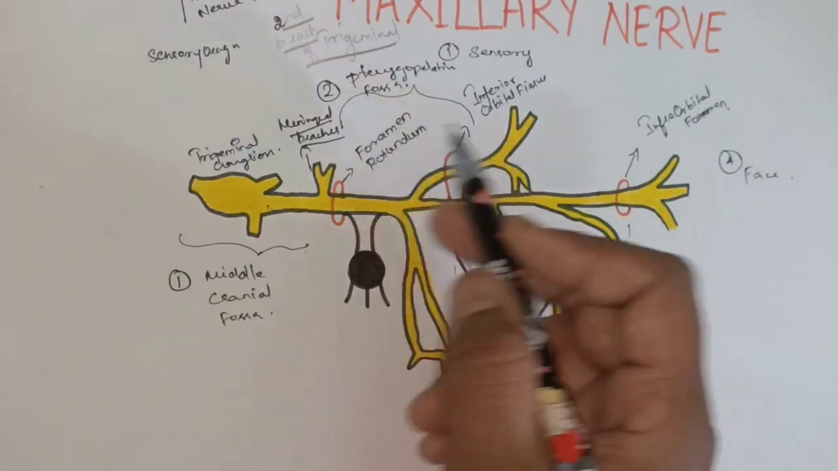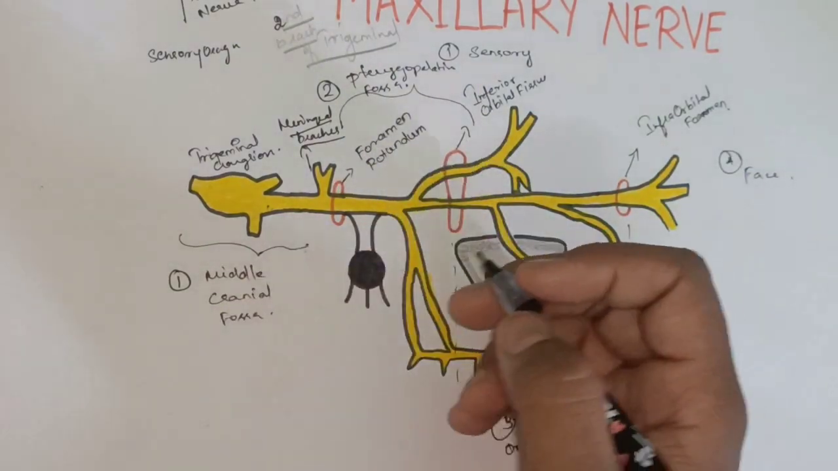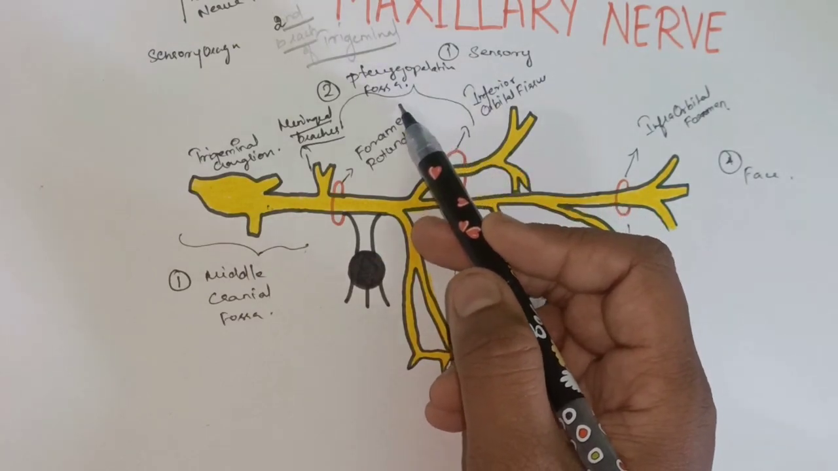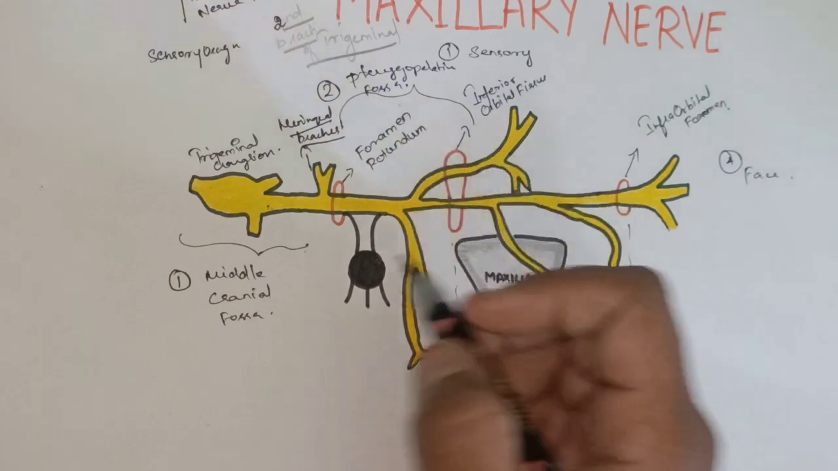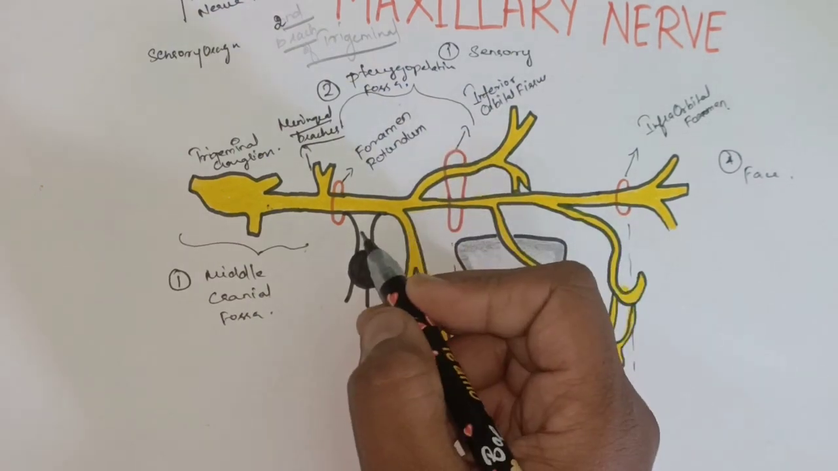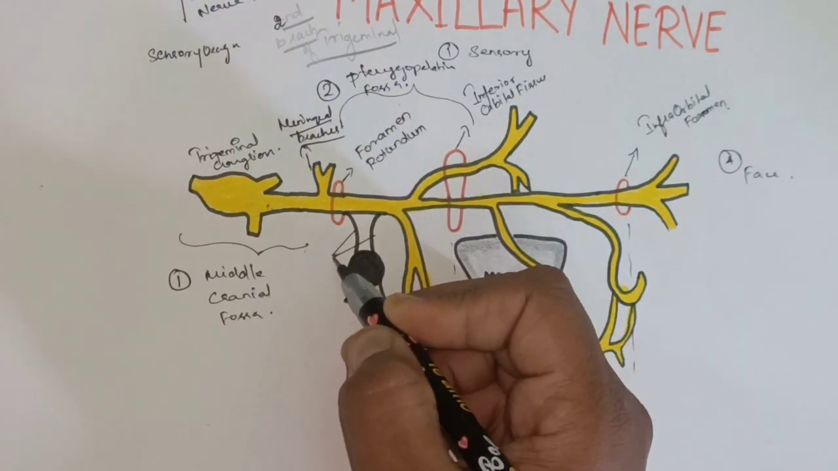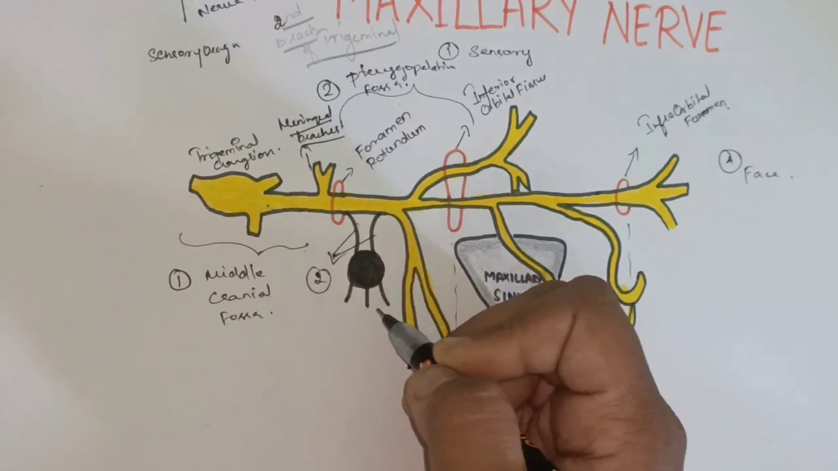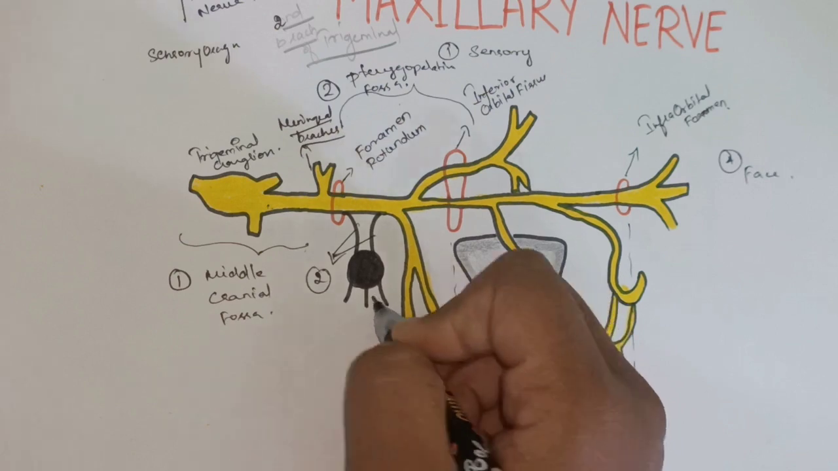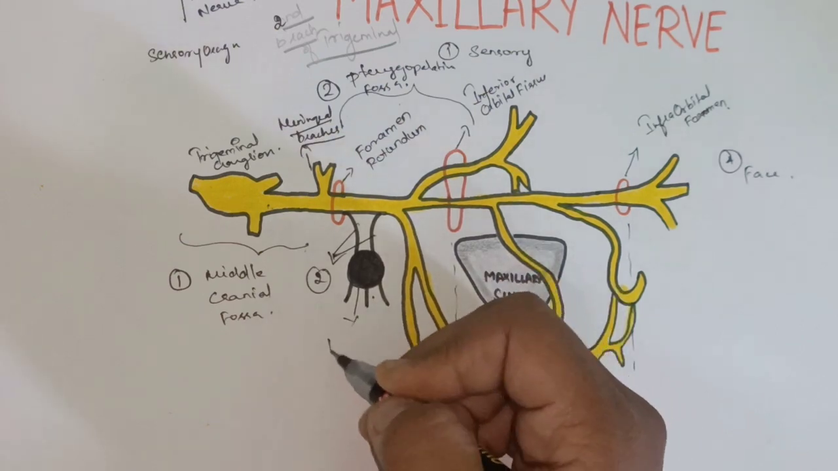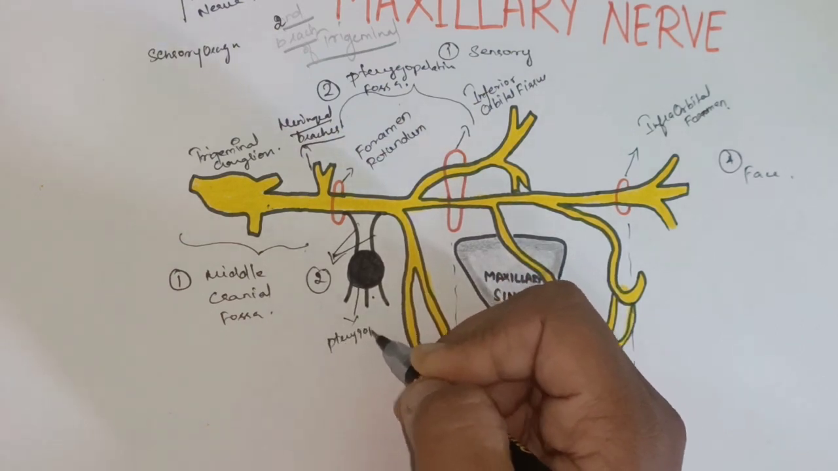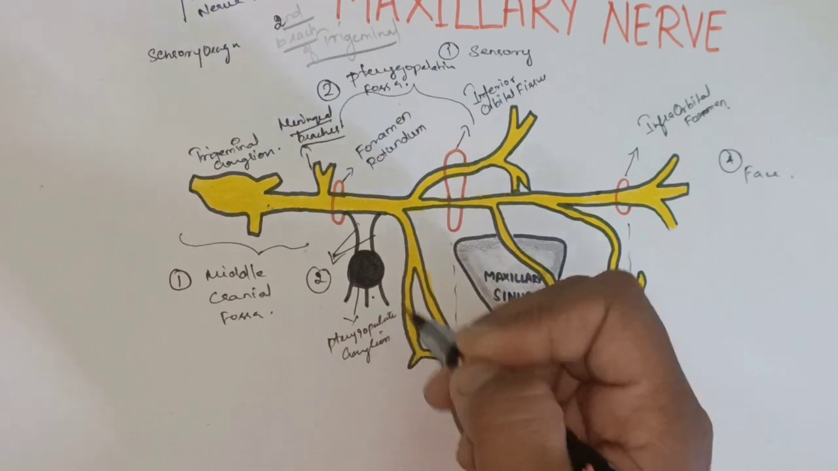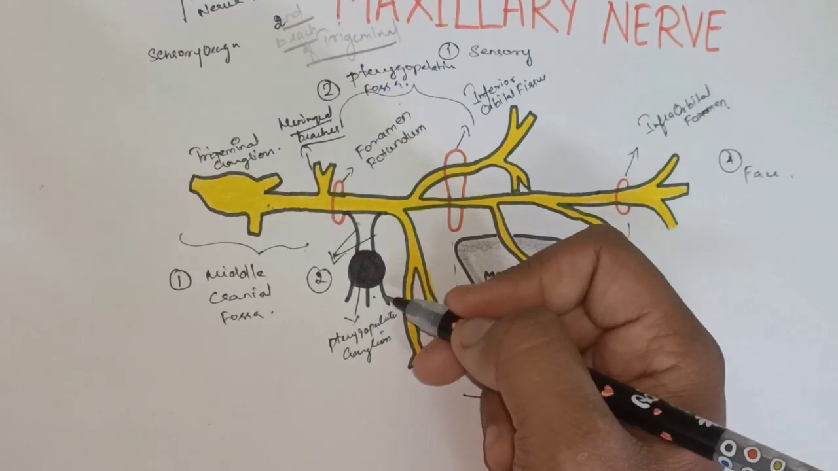Within the second, the pterygopalatine fossa, you have three branches. The first branch is your ganglionic branch, the second branch is your zygomatic branch, and the third one is your PSA. This is your first branch, the ganglionic branch. It has two in number. You have two ganglionic branches which supply the pterygopalatine ganglion. This is your pterygopalatine ganglion. Okay, this is your first branch within the pterygopalatine area.